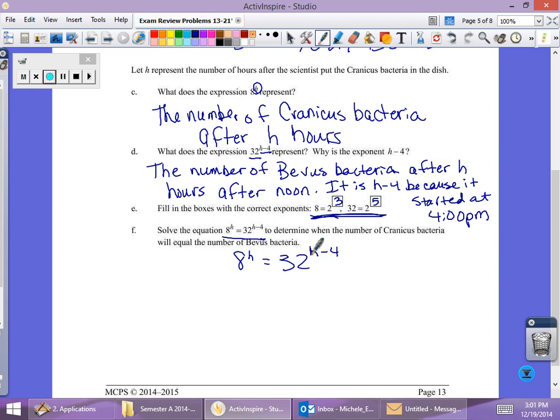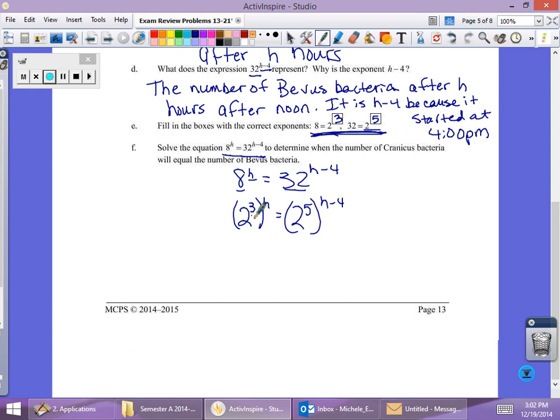So my first step is to rewrite the 8 and the 32 as the common base, and we already see back at part E that the common base is 2. So I'll have 2 to the 3rd, still with the power of h. I'll have 2 to the 5th, still with the power of h minus 4. I can go ahead and multiply my exponents. So on the left, I'll get 3h. On the right, if I multiply, and don't forget to completely distribute, I'll have 5h minus 20.